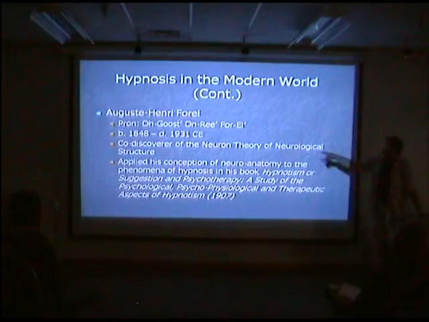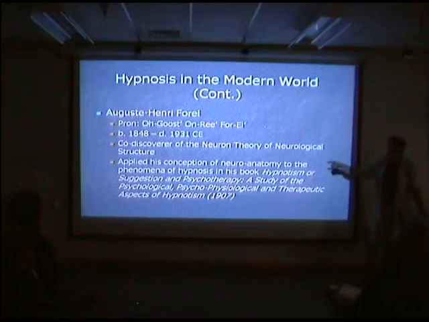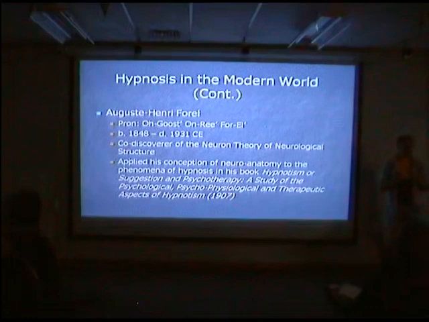Auguste-Henri Forel, 1848 to 1931, was a neurologist. And he was the co-discoverer of the neuron theory of neurological structure. So he's a heavyweight researcher. He's also interested in mesmerism and hypnosis, okay? And he applied his conception of neuroanatomy to the phenomena of hypnosis in this book here, okay? And so, again, we just have this continuation, and he buys into the Nancy School theory. This stuff is suggestion. Whatever is going on is because of suggestion. That's the causative agent here.